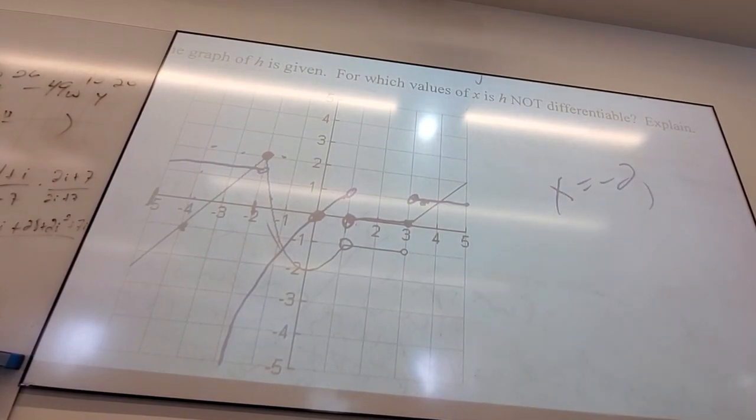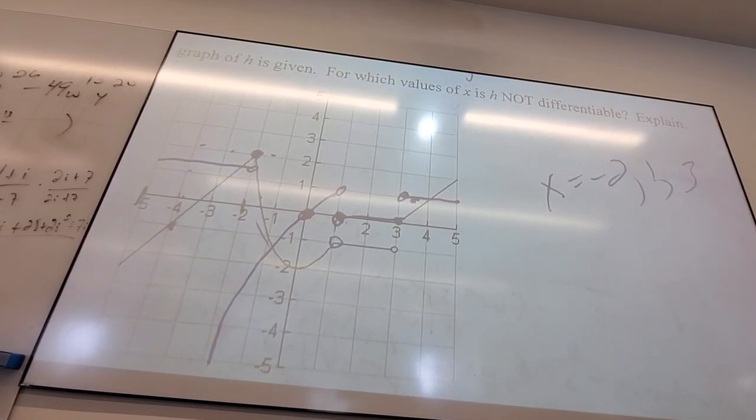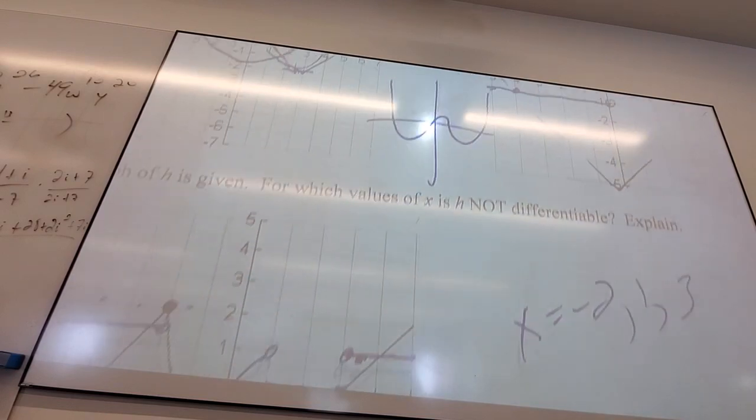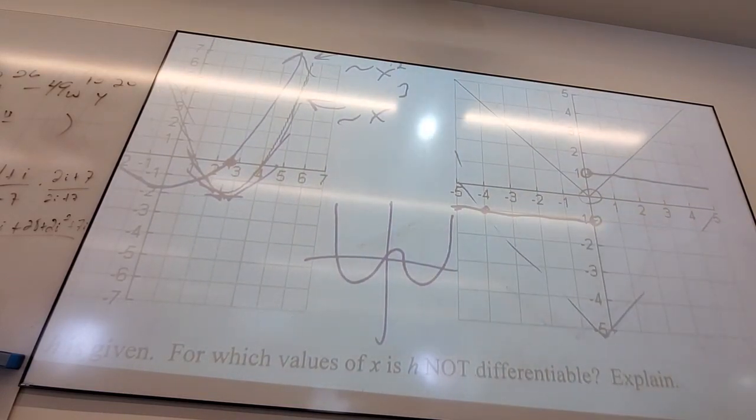Where else? 1 and 3. So where is something not differentiable? It's where the derivative is discontinuous. That's why an absolute value has an obvious not differentiable place, because the slope abruptly changes.